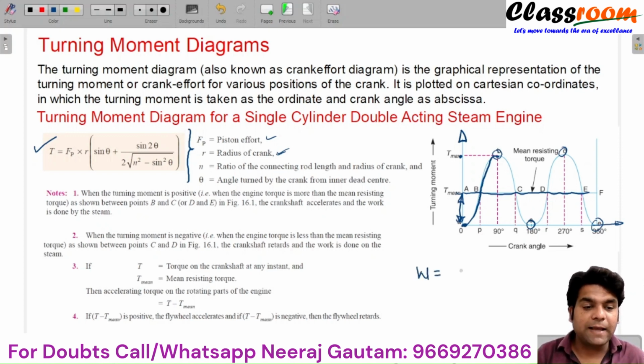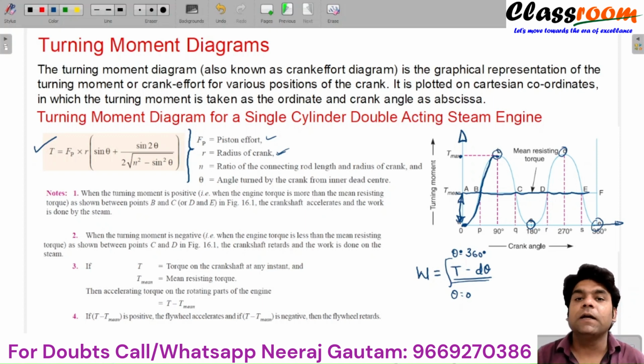Basically, the work done by the engine is equal to T into the angle turned by the crank for any small interval. We can integrate it from theta equal to 0 to theta equal to 360 degrees to get the total work done during a cycle. Now, this work done is basically the area under the turning moment diagram. This area is basically the work done during the cycle.